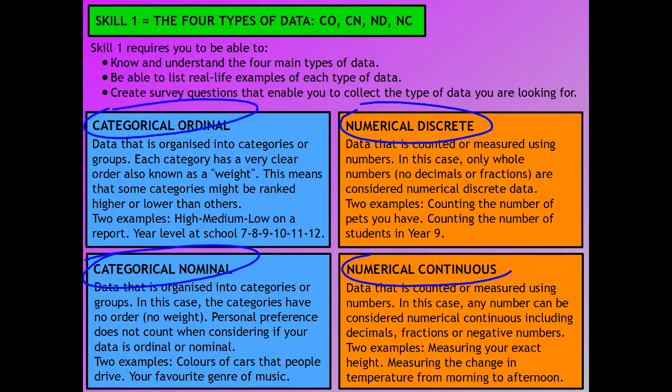The last one, numerical continuous data, is data that is counted or measured using numbers as well. But in this case, we can have decimals, we can have fractions maybe, we can have negative numbers, anything like that. So if you were measuring your exact height, you might be 170.3 centimetres. So that's a decimal, so that would be numerical continuous data. All right. If you're measuring the temperature change from the morning to the afternoon, that can have decimals as well, especially if you've got an app on your phone that might give you the decimal reading of the temperature.